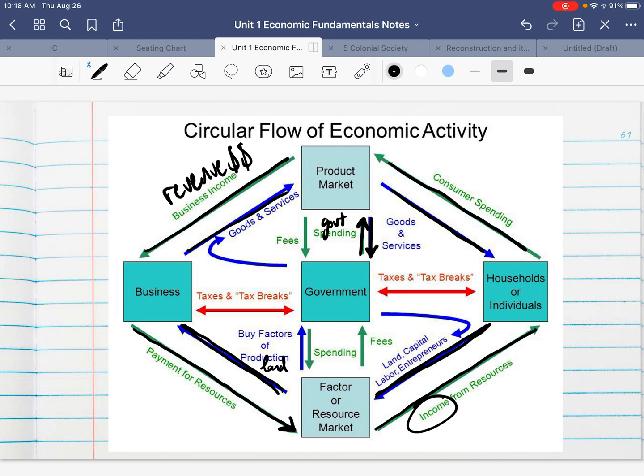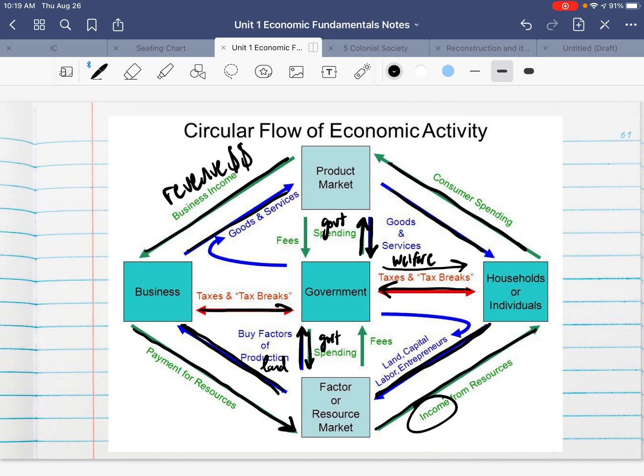Same for the factor or resource market. They have to buy factors of production, government buildings, government land, fire trucks, things like that, that get other things done, and they have to spend money to get it. So that's government spending, okay? When it comes to taxes, taxes go both ways, okay? Households pay taxes to the government, and tax money is used to help households, sometimes tax breaks or like food stamps or welfare.